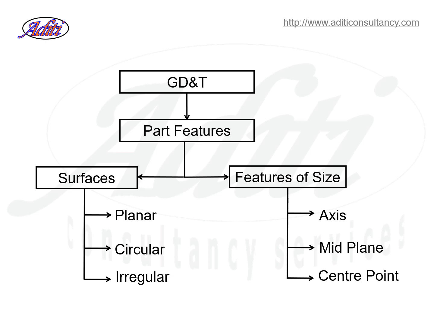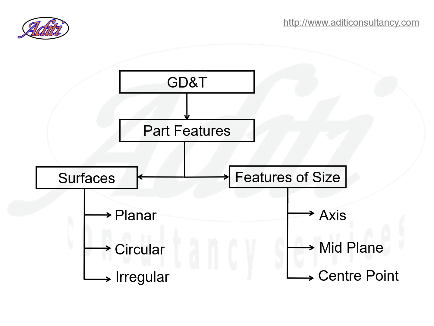Using GD&T, you can control a total of 6 types of features. Part features can be broadly classified into two categories: surfaces and features of size. Under surfaces, we have three types: planar, circular, and irregular.